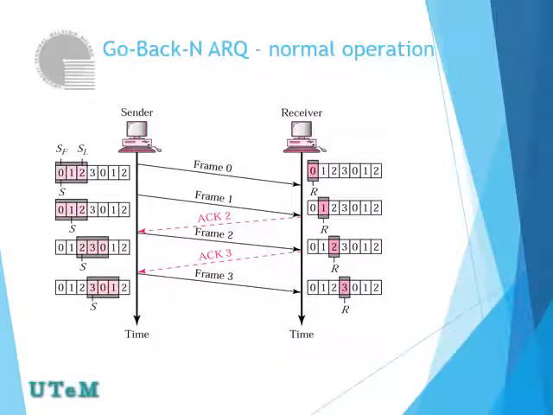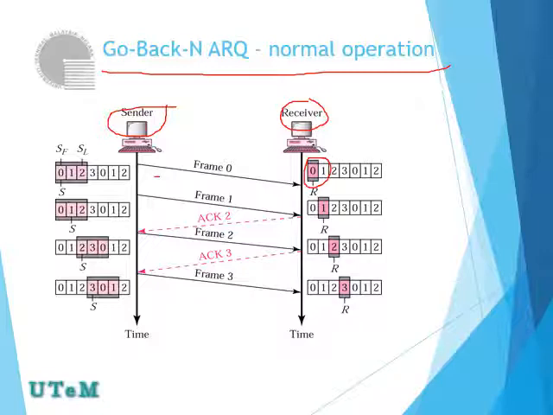Now we go to the situation for normal operation. Look at the sender side and the receiver side. The window size of the sender side is 3, and the receiver side is fixed to 1. The sequence of bits is from 0 to 3: 0, 1, 2, 3, then 0, 1, 2, 3, and so on. This is the frame expected to be received. This frame is in the sender window, 0.